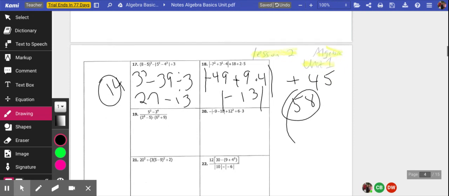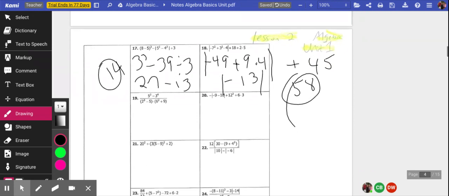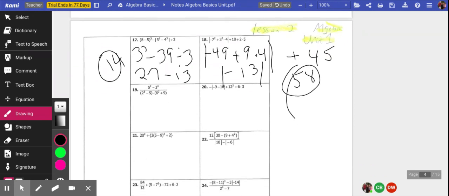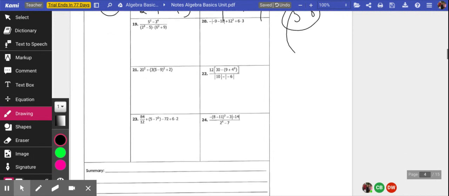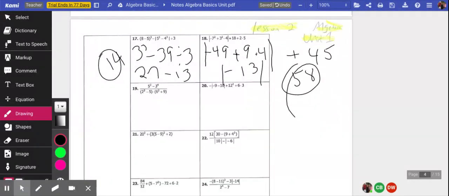So I'm just looking down further here. Make sure you're careful on this because that absolute value sign is outside of that. And I'm going to pause the video. I'm going to have you enter your answers into the Edpuzzle.